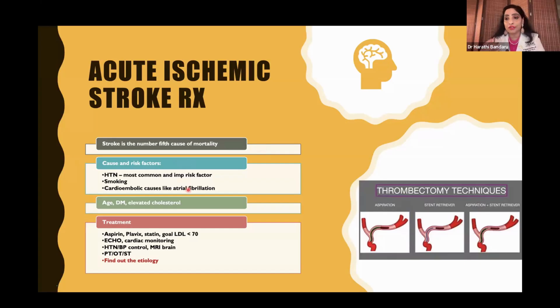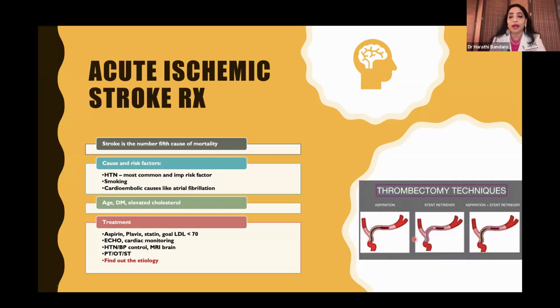Otherwise, if the patient has a regular stroke, not cardioembolic, you can treat with antiplatelets, aspirin, Plavix, and make sure statins are there. Your LDL goal should be less than 70. Definitely every stroke patient should get an echocardiogram and cardiac monitoring. Physical therapy, occupational therapy, speech therapy. Early rehab is the key. No one can replace early rehab. Very, very important. You have to start as soon as possible.